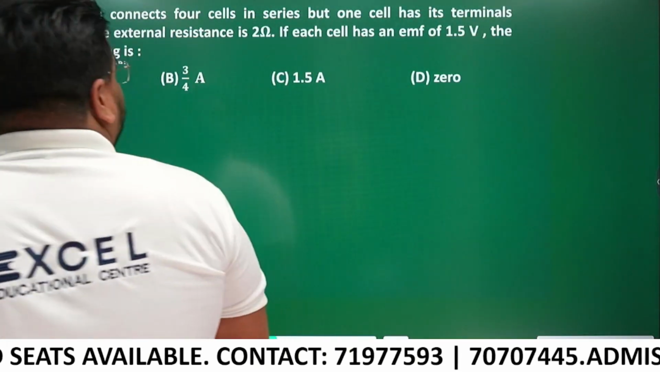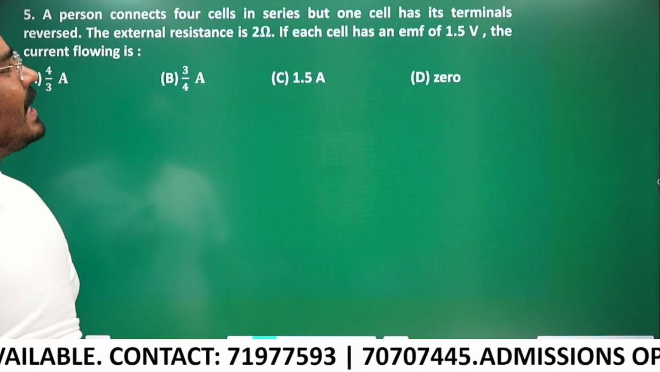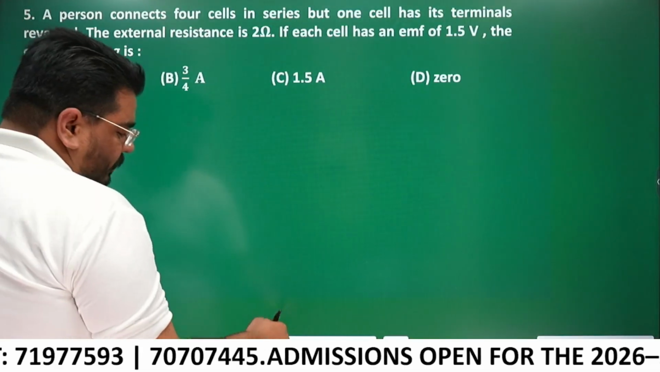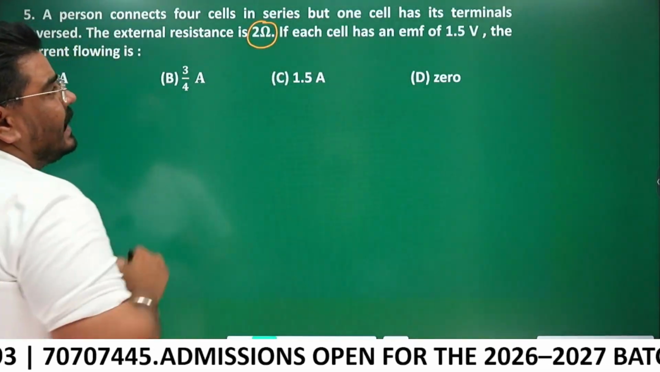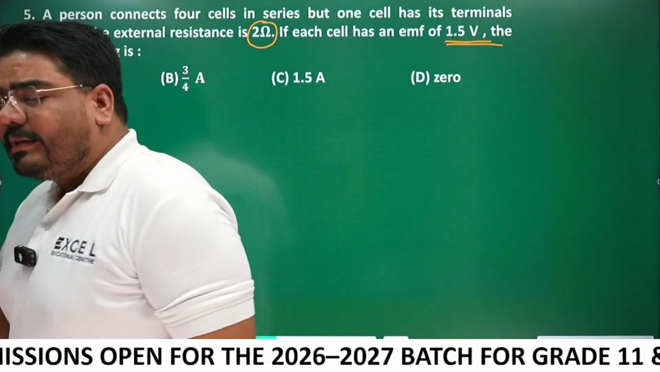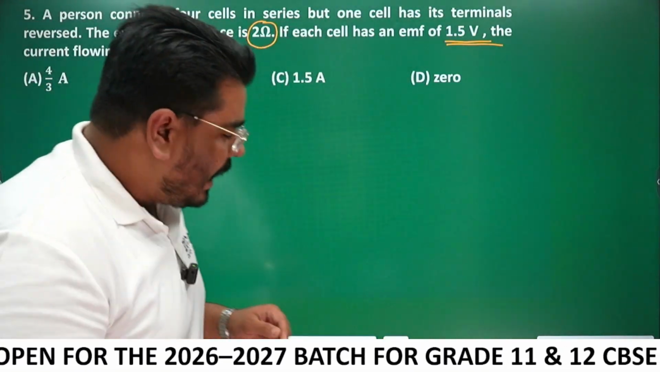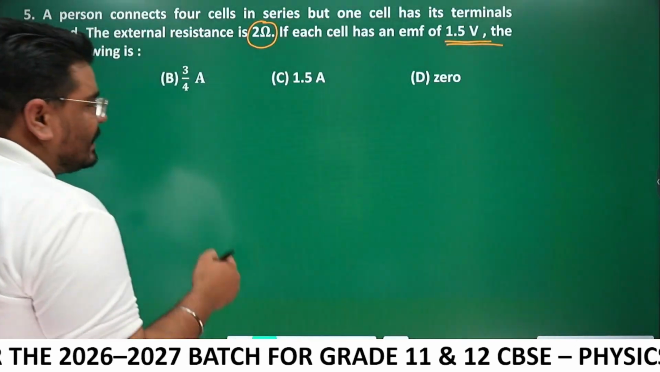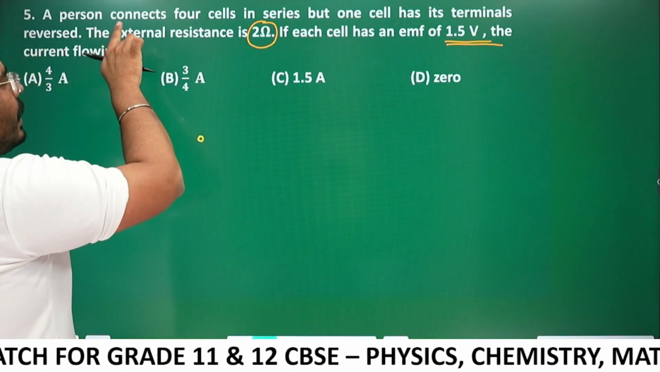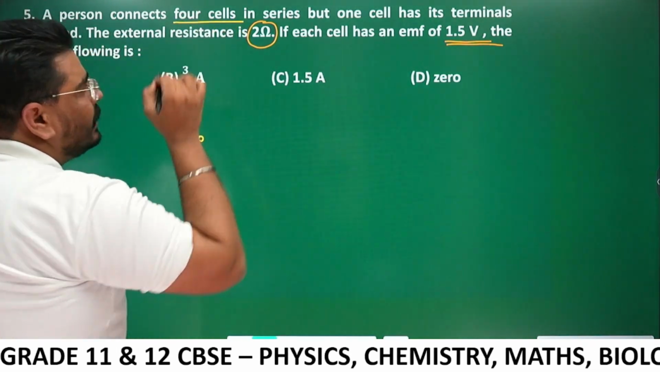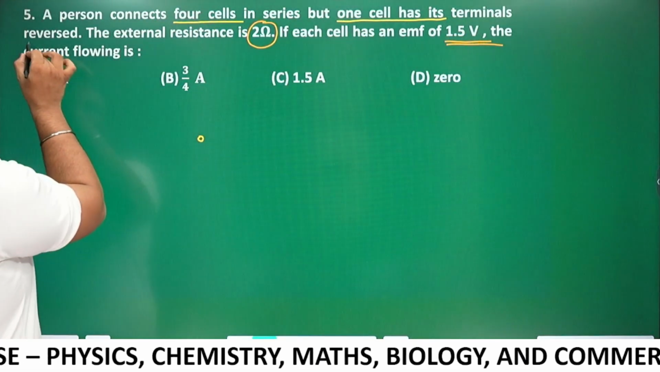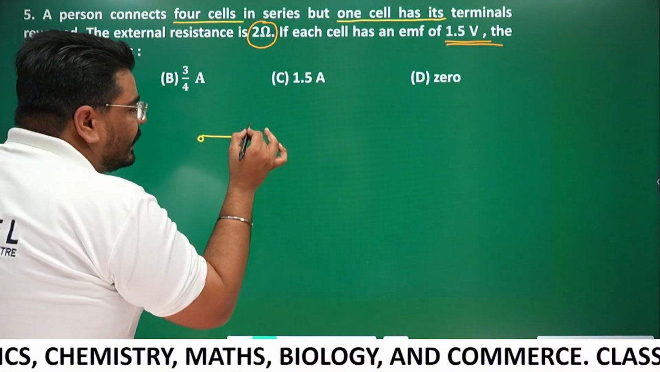Sir, a person connects 4 cells in series, but one cell has its terminal reversed. The external resistance is 2 ohm, and you are given that each cell has an EMF of 1.5 volt. Everyone, listen to this small concept very carefully. Every one of you knows that a battery is basically multiple cells connected together. But now, read the question. A person connects 4 cells. Sir, 4 cells, but one cell has its terminal reversed. Oh, reversed means, see, they connected like this.